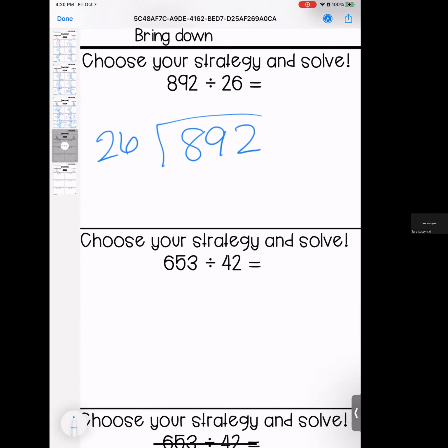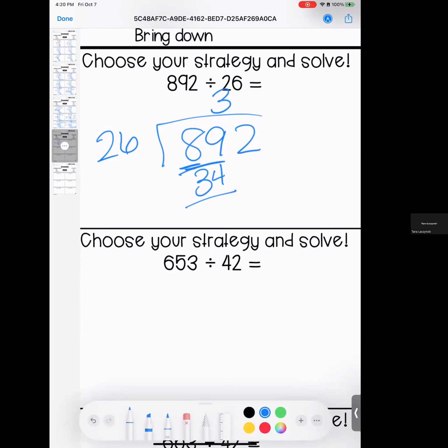So we are dividing by 26. I know that 26 does not go into 8. It does go into 89 though. 26 times 3 is going to be the closest, and that is going to give me 34. When I subtract, or I'm sorry, it's not going to give me 34. Sorry, my brain was thinking of what our final answer is going to be. That is going to give me 78. Sorry about that, love bugs.